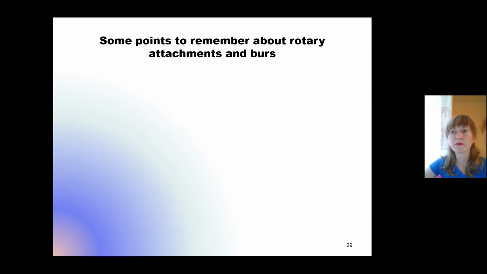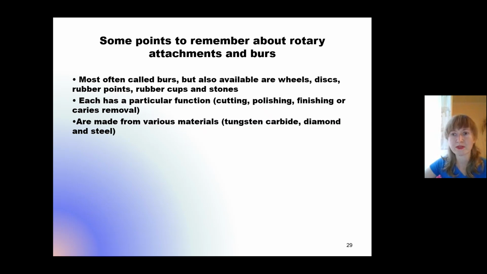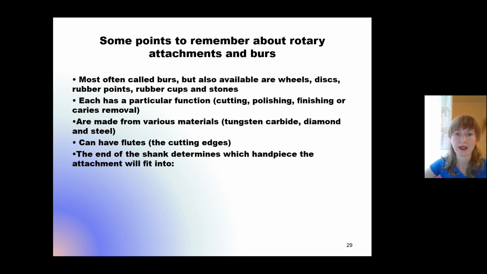Some points to remember about rotary attachments and burrs. Most often called burrs, but also available are wheels, discs, rubber points, rubber cups, and stones. Each has a particular function: cutting, polishing, finishing, or caries removal. They are made from various materials: tungsten carbide, diamond, and steel. They can have flutes on the cutting edges.